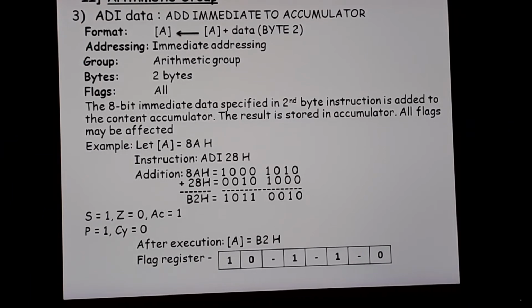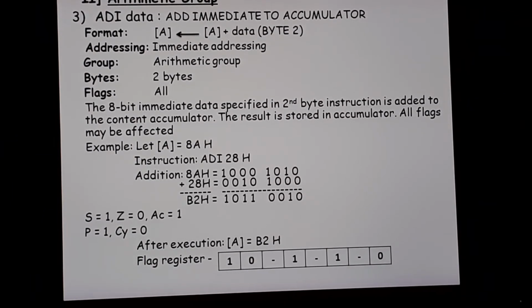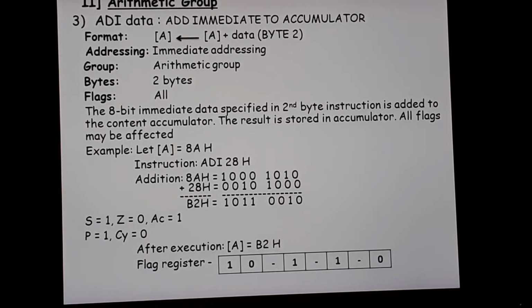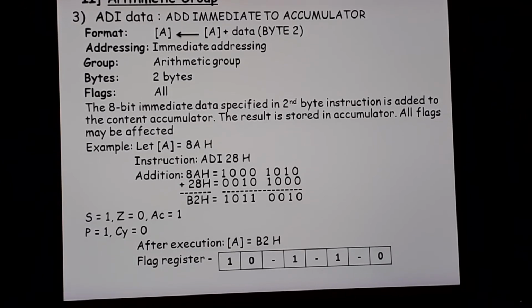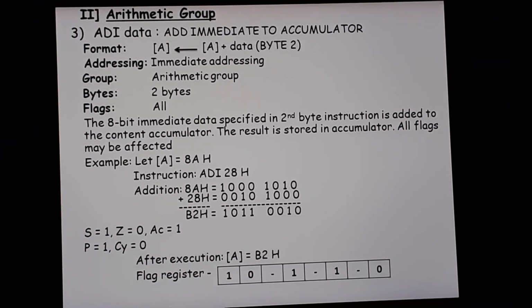So you need to add or subtract, any instruction can be given. You need to show the content of accumulator after executing each of these instructions, which will give you one mark for each of the instructions. Okay. Now let us see the third instruction, ADI data.